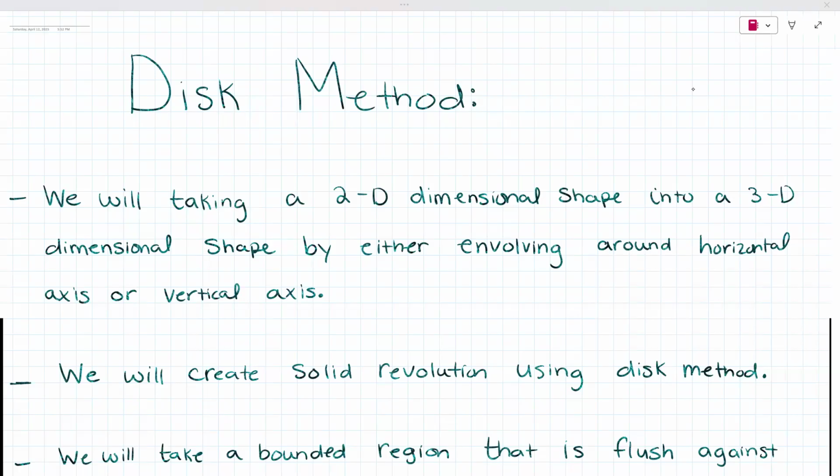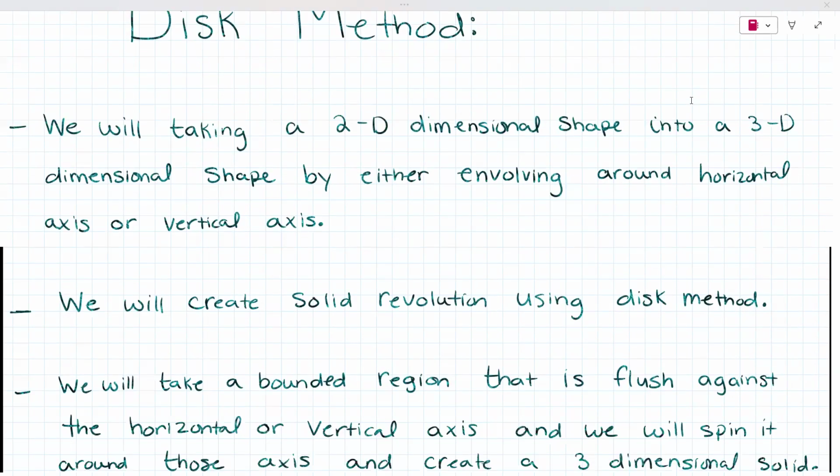Hello, in this video we will go over how to find the solid of revolution, also known as volume, by using the disk method. So this is Calculus 2, and we are learning the disk method. We will take a two-dimensional shape and turn it into a three-dimensional shape by revolving around the horizontal axis or vertical axis.